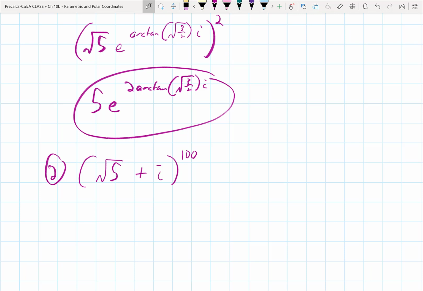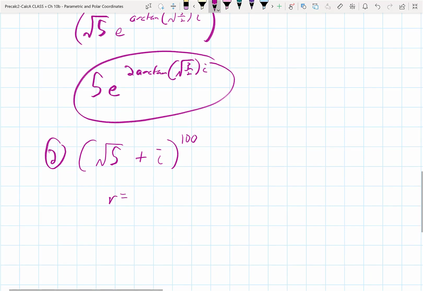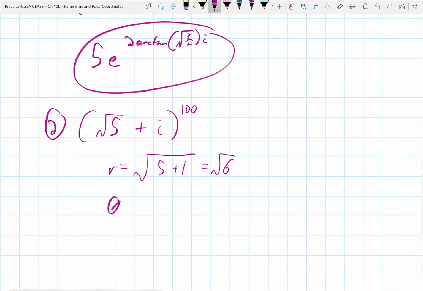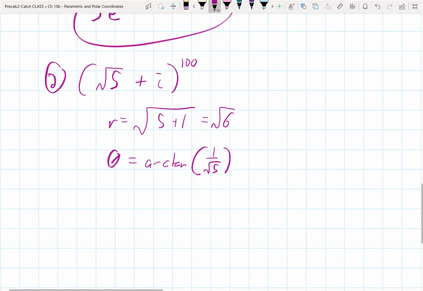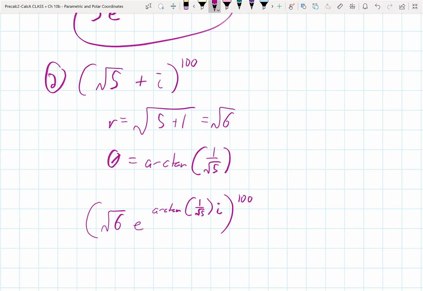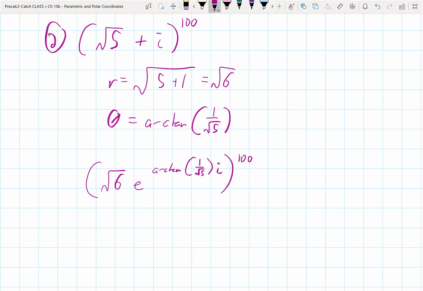So what's really happening? Well, if I convert this into a radius, which would be the square root of √5 squared plus 1 squared, so the radius would be √6, and my theta is equal to the arctangent of 1 over √5, then this really converts to √6 e to the arctangent of 1 over √5 i, to the 100, which is the same thing. √6 to the 100 is 6 to the 1/2 to the 100, e to the 100 times the arctangent of 1 over √5 i.